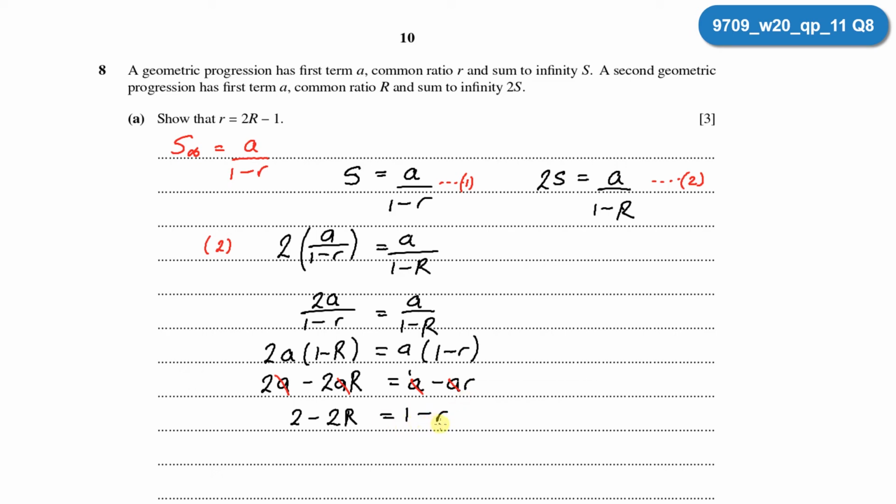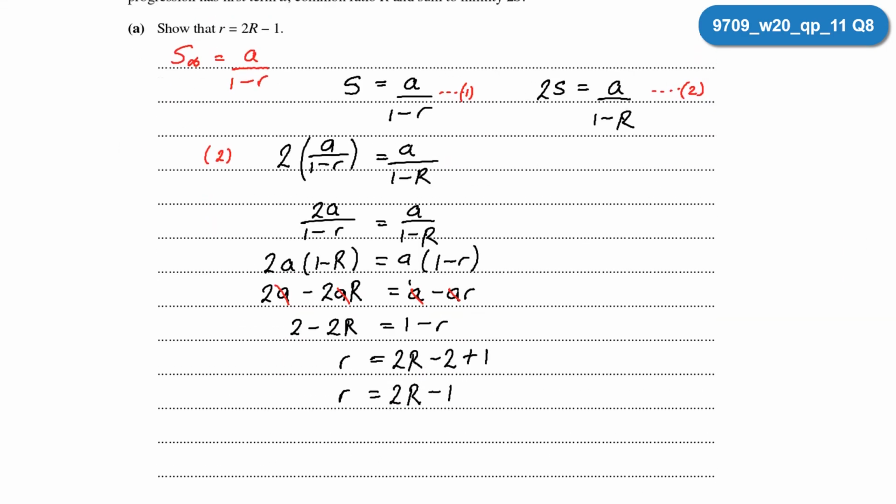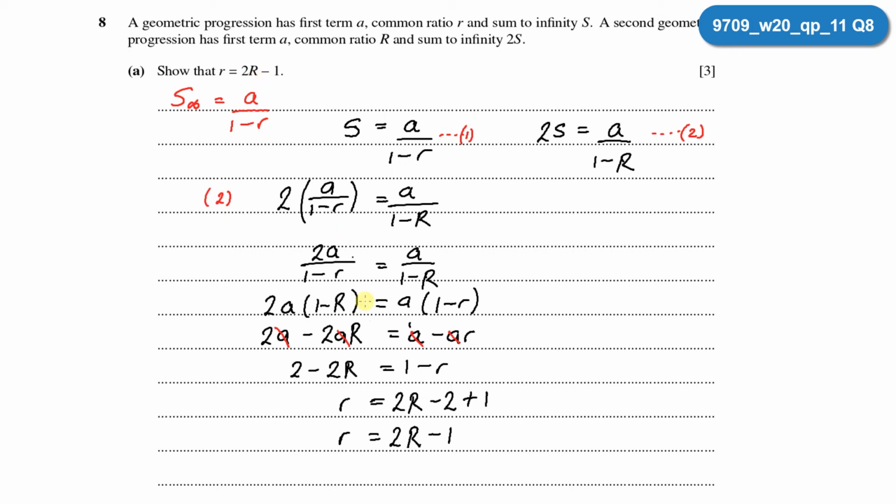Now we want to make r the subject. I am going to take minus r to the left side, so it's now r. And I'll take minus 2R and 2 to the right side. So minus 2R becomes positive 2R, and 2 becomes minus 2, but we have the 1 here already, so that's plus 1. We can now simplify this to r is equal to 2R, and minus 2 plus 1 is minus 1. So r comes out as 2R minus 1, and that's what they want us to show.